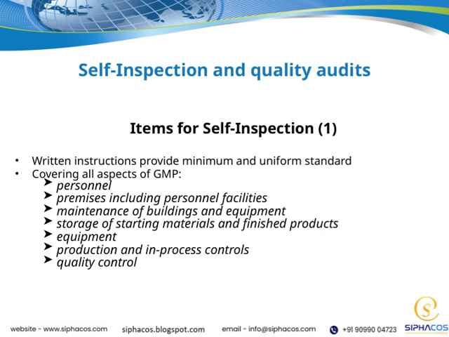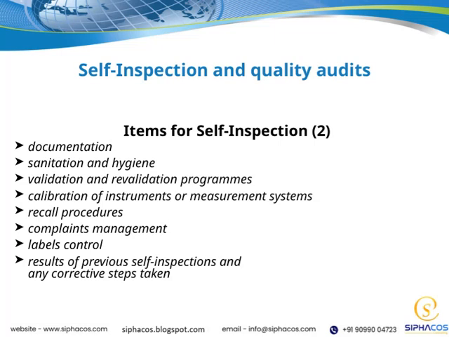Remember, these inspections are not just about compliance. They're about continuously improving our processes and maintaining the highest standards of quality throughout our operations. Let's take a closer look at some key items for self-inspection. First, documentation is crucial. Keeping accurate and up-to-date records helps ensure everything is transparent and traceable.